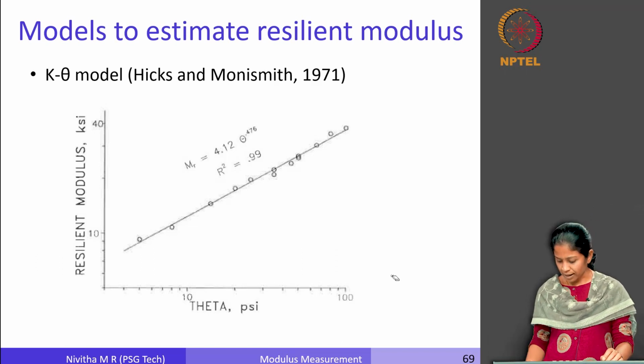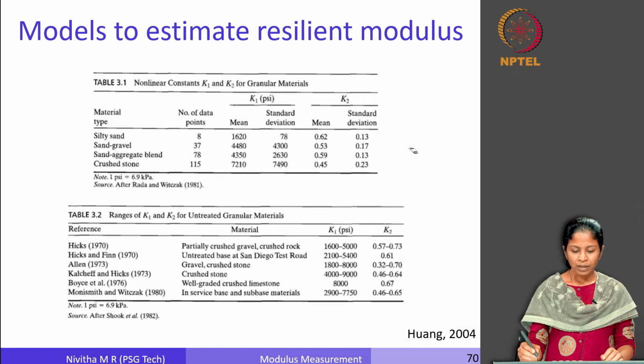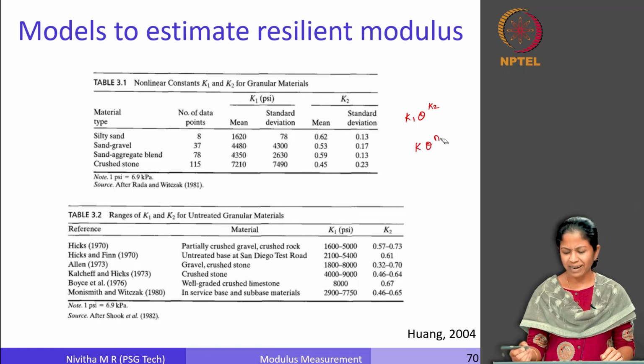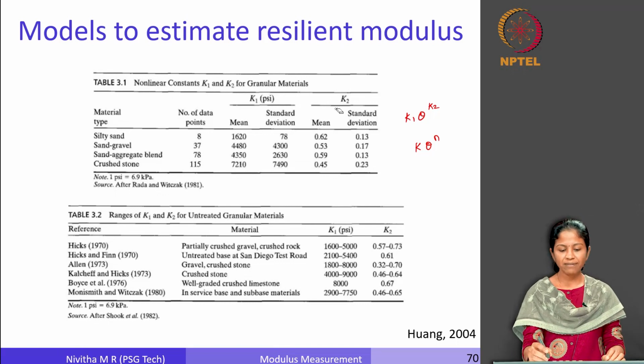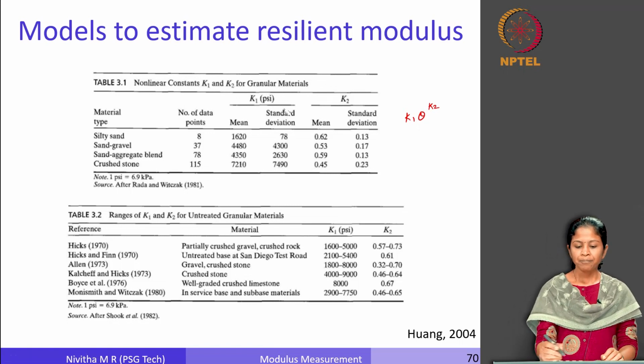So for different types of soils, they have computed the values. This could be given as K1 theta power K2 or K theta power N. Again, different people follow different notations, so whatever is given here is based on this particular notation. You can see here, for different types of materials, these K1 and K2 values vary.